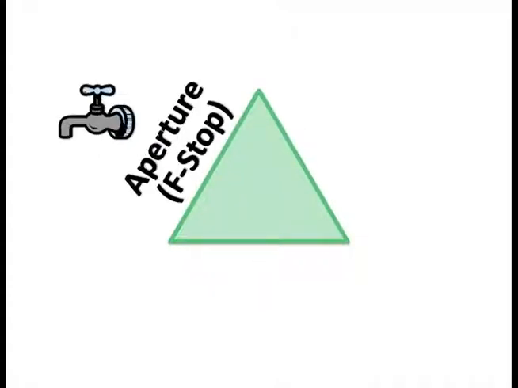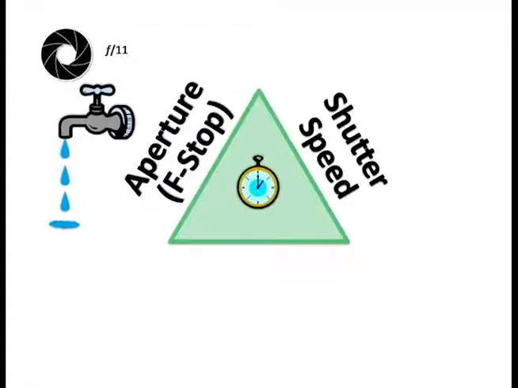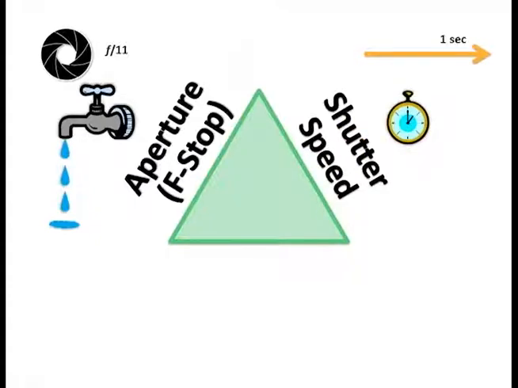Aperture would control the size of the stream coming out of the faucet. A small aperture constricts the flow of water passing through the faucet. Increasing the aperture lets more water flow through, and so it takes less time for the bucket to fill up. Shutter speed would be the length of time that the faucet is running. The longer the faucet is left on, the more water pours into the bucket.